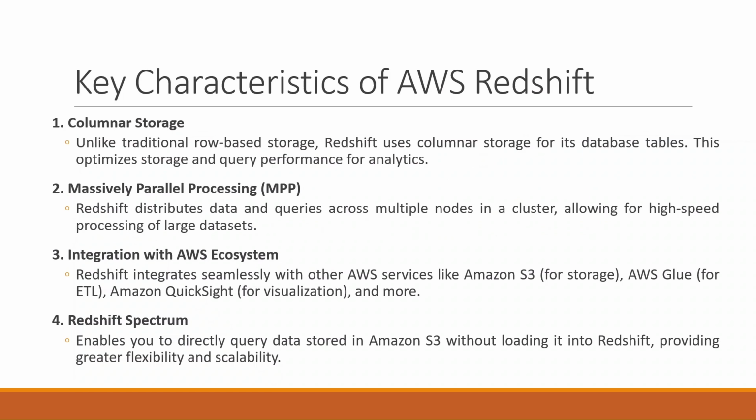Instead of storing the data row by row like a traditional database, Redshift stores the data column by column. This makes it faster and more efficient for analyzing large amounts of data, because only the relevant columns are read when the queries are run. It also saves storage.